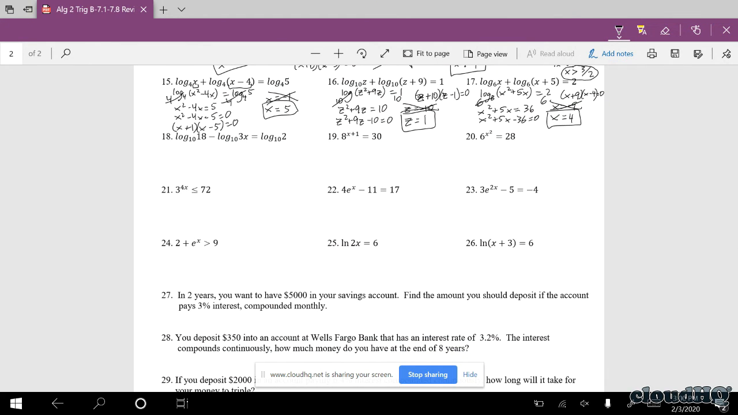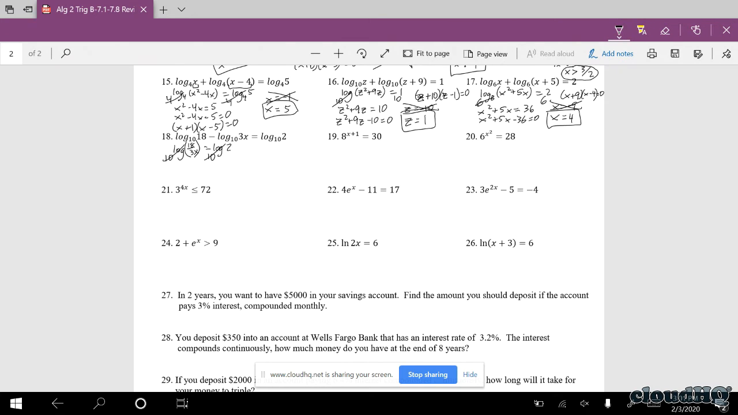Number 18. Once again, I don't have to write the base of 10, just log, and then we can do subtractions. We do a fraction 18 over 3x, which of course I can simplify because I can divide them both by 3. So log of 2, exponentiate with the 10. That should have been a base 2 over there. That 2 is really up here. Let me erase that, fix that. It was log of 2.